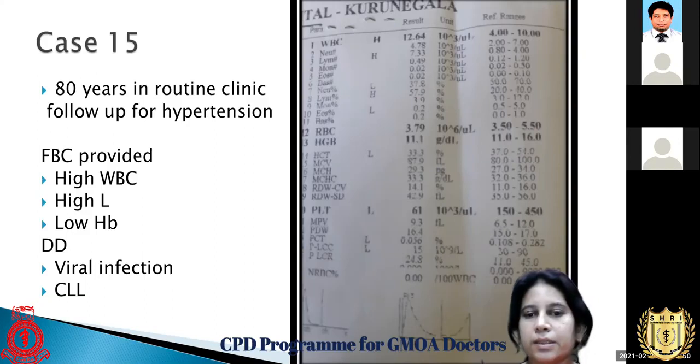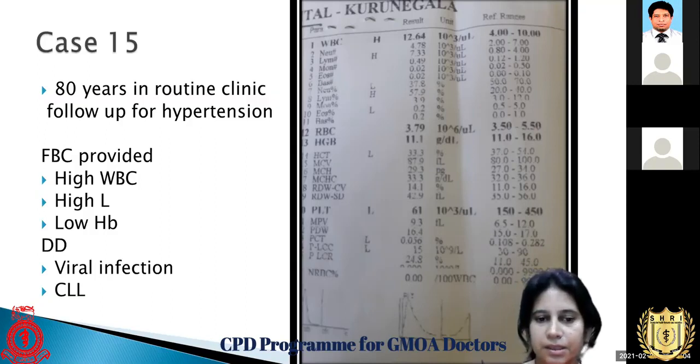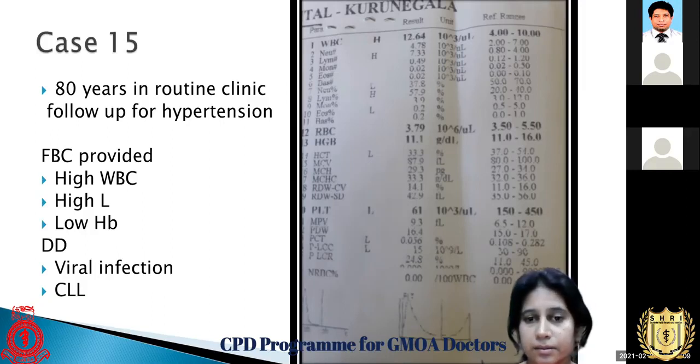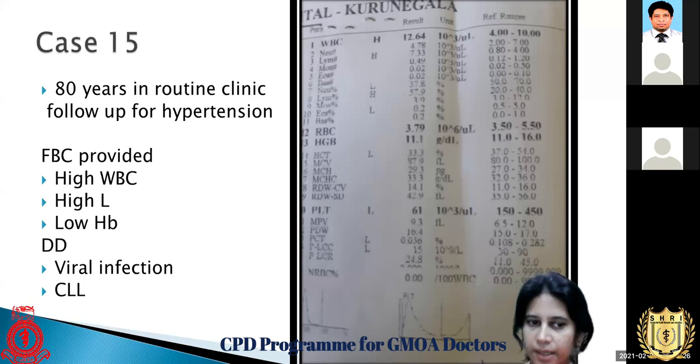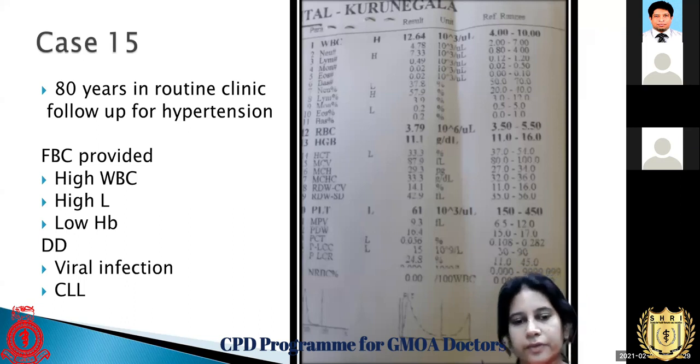WBC 12,640. Neutrophil 4,000. Lymphocyte, you see, it's 7,000. So you see high lymphocyte count here. RBC low normal, hemoglobin normal, red cell indices normal, and low platelets. So you are having high lymphocyte count and low platelets. So are you dealing with viral infection or some chronic lymphoproliferative disease?